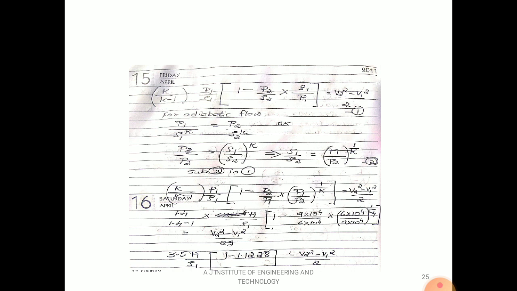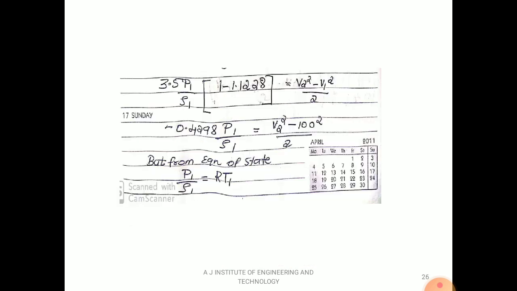You have to assume it, nowhere will it be given in the problem. So for adiabatic flow, gamma or k should be taken as 1.4. That is equal to V2 squared minus V1 squared divided by 2. Just simplify: 1.4 divided by 1.4 minus 1 becomes 3.5. 3.5 into P1 by rho 1 into, simplifying the bracket term, we get 1 minus 1.1228 equals V2 squared minus V1 squared by 2.